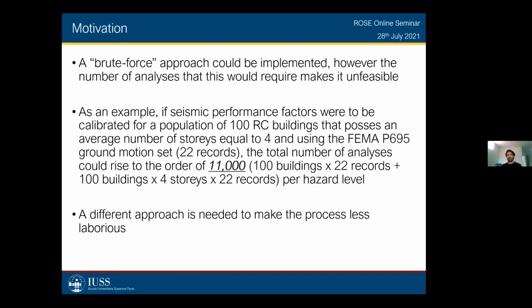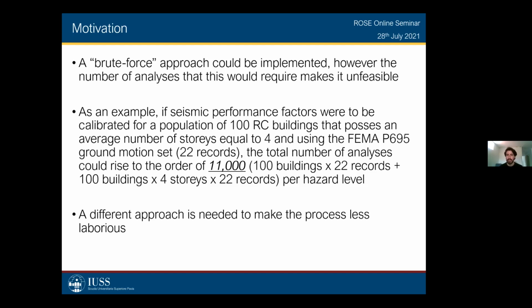Well, some of you could say, you could just apply a brute force approach using the FEMA P695 and do all the analyses for all the structures for which you want to quantify the performance of non-structural elements, and it should more or less be the same. Well, yeah, you can do that, but the problem is that the amount of computer power you need makes the process unfeasible, because it's just way too many analyses.